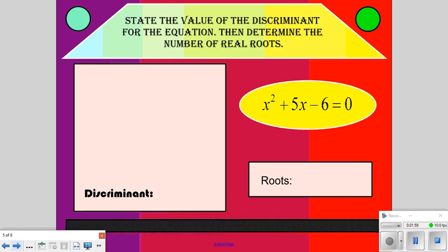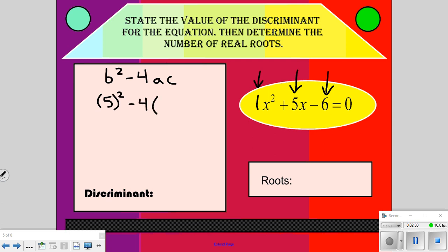Let's go ahead and practice what this means. For our discriminant, if we have nothing in front of a number, that means there's a 1 there. So this is our a value, this is our b value, this is our c value. So we need b squared minus 4ac. Our b value in this case is 5. So we say 5 squared minus 4 times my a value, which in this case is 1, times my c value, which in this case is negative 6.